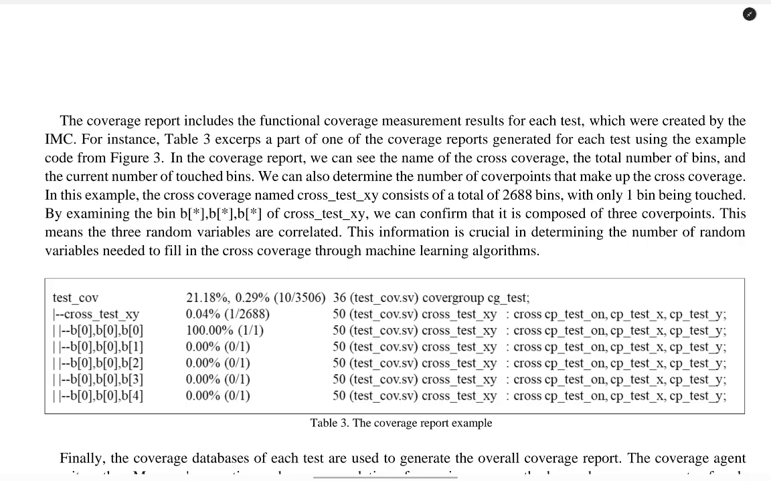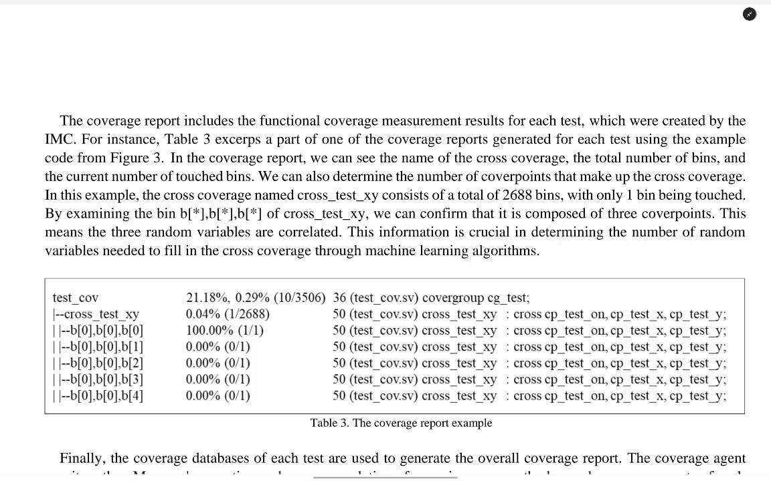In the coverage report, we can see the name of the cross coverage, the total number of bins, and the current number of touched bins. We can also determine the number of cover points that make up the cross coverage. In this example, the cross coverage named cross_test_XY consists of a total of 2688 bins, with only one bin being touched. By examining the B* B* B* of the cross_test_XY, we can confirm that it's composed of 3 cover points.